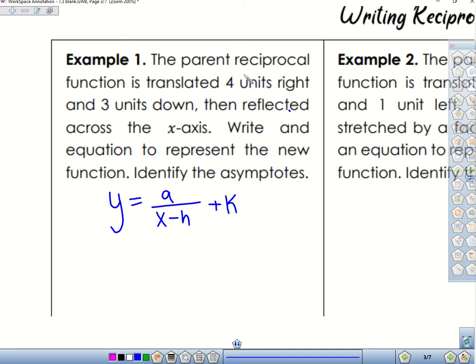So the parent reciprocal function is translated 4 units to the right. Which kind of shift would that be? Horizontal, vertical, or stretch, compress?